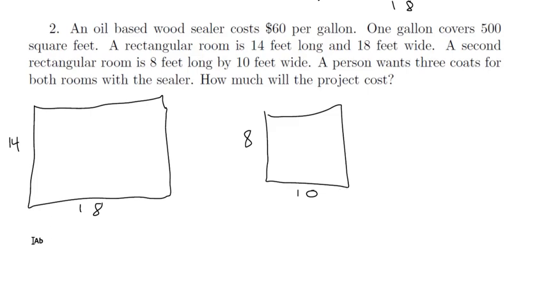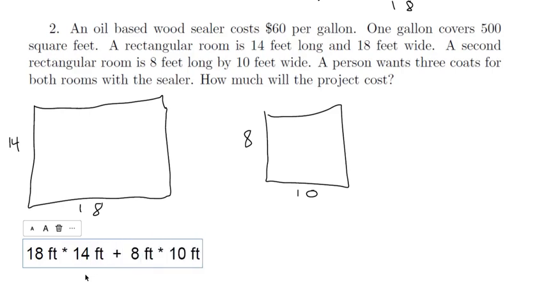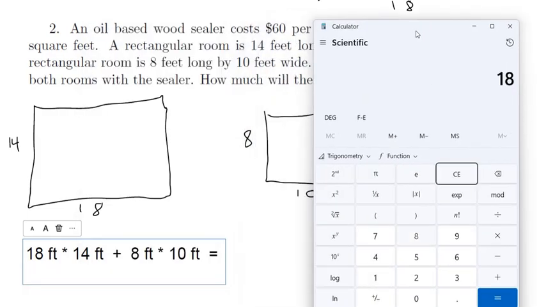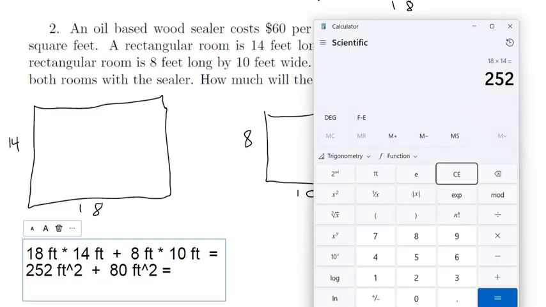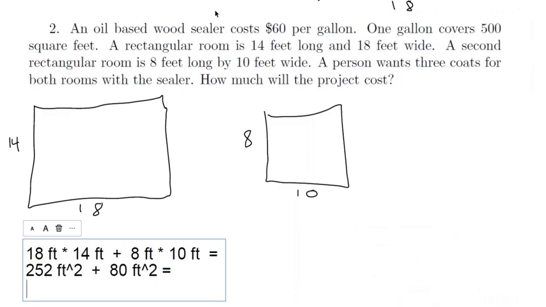So let's find out the total square feet we're working with. That's for the first room. That's for the second room. This is 252 square feet. And then 80 square feet. So added together, it's 332 square feet. So that's how much we have to cover. So how much will the project cost? That's the total amount of square feet we have to cover.